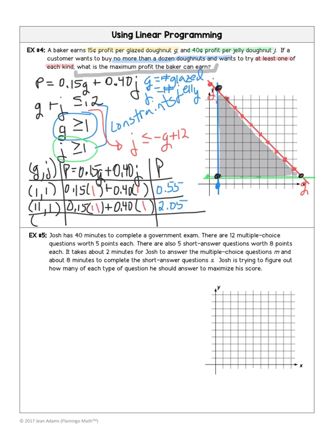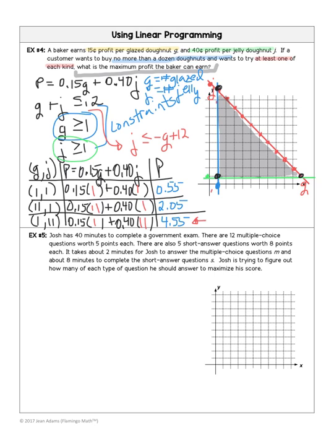And that would be 1, 11. So we have 15 cents plus 40 times 11 is 440. So that gives us $4.55. So there's our maximum right there.